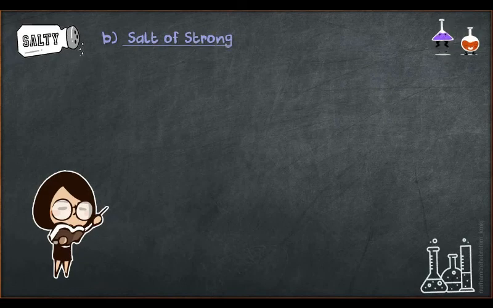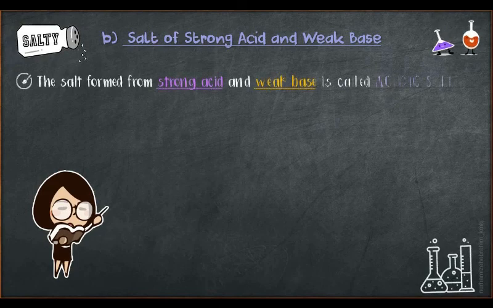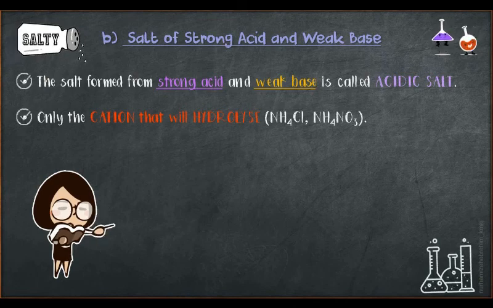Let's take a look at salts from strong acid and weak base. The salt formed from strong acid and weak base is called an acidic salt. Only the cation will hydrolyze. For example, ammonium chloride and ammonium nitrate.